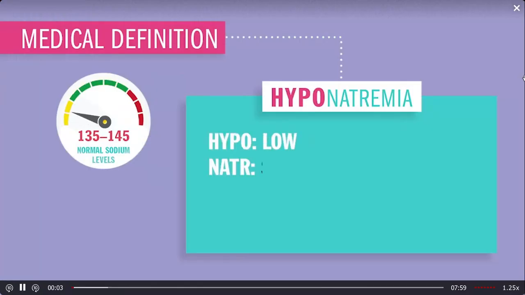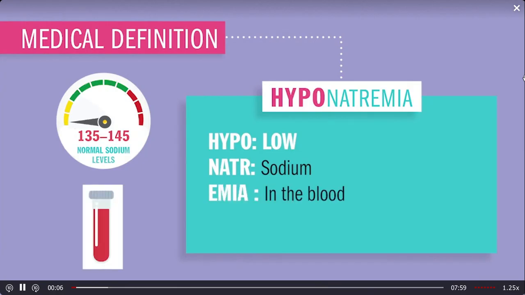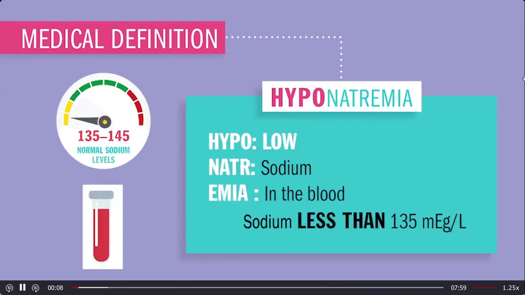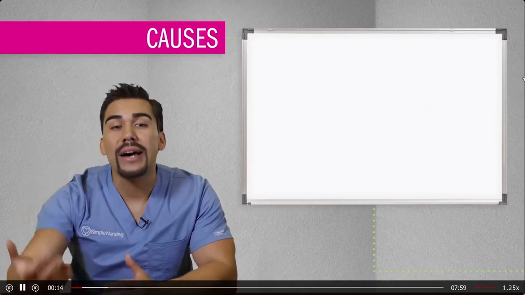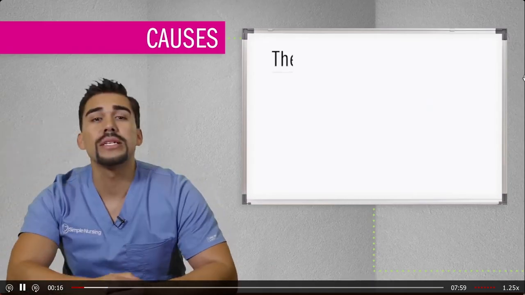Today we're wrapping up hyponatremia. Hypo meaning low, natri meaning sodium, and emia meaning in the blood. So sodium less than 135 microequivalents in the blood. Now, main causes that drain sodium from the body and into the body, we use the 4 Ds.